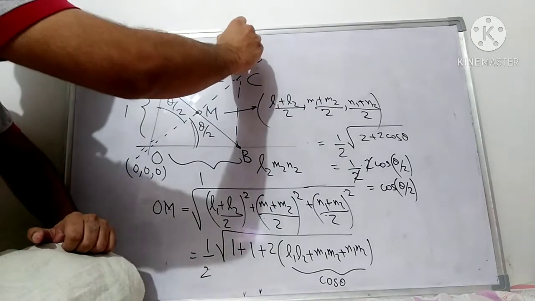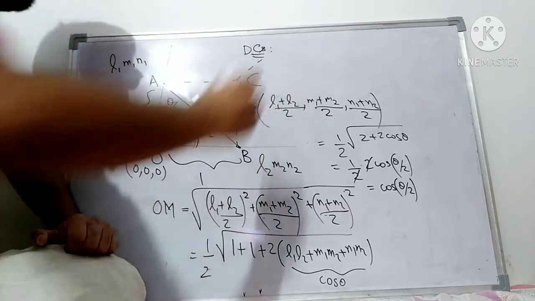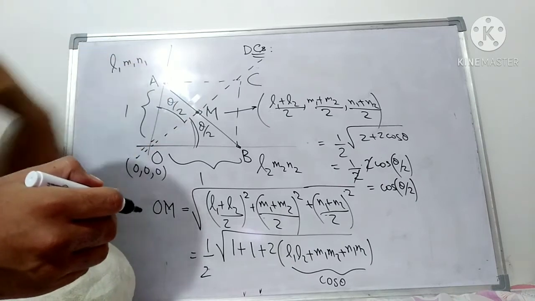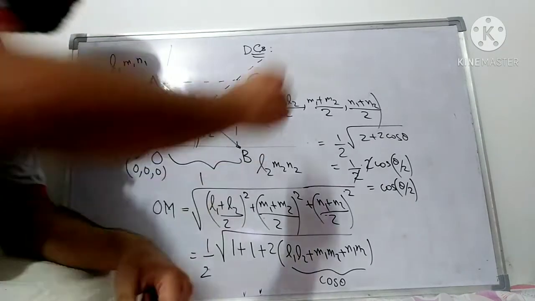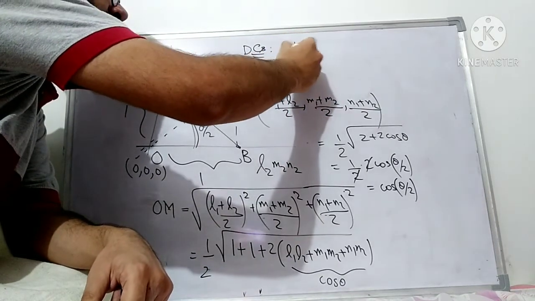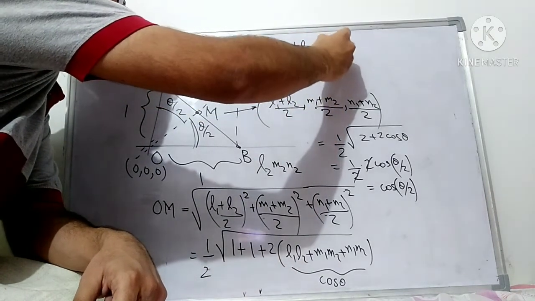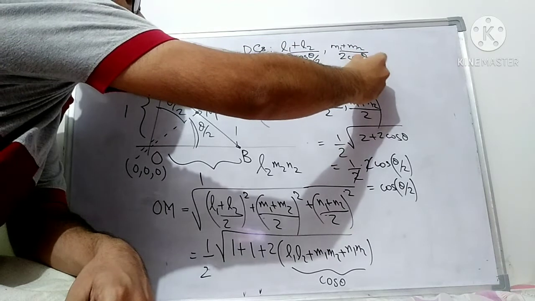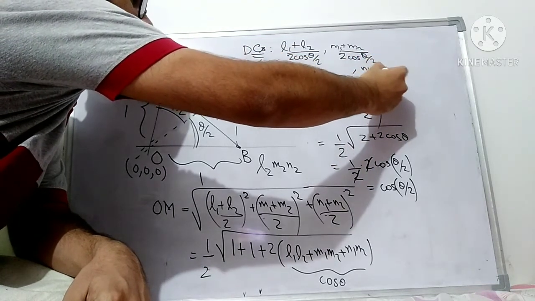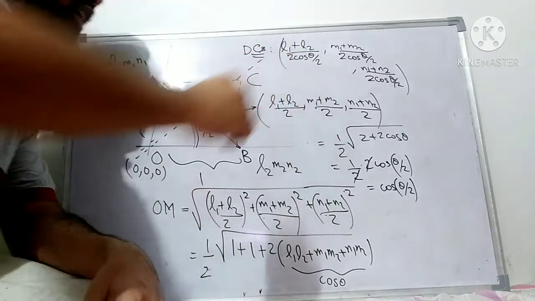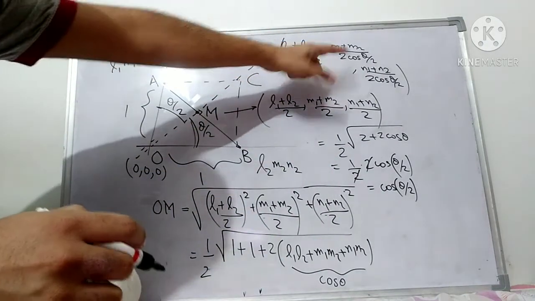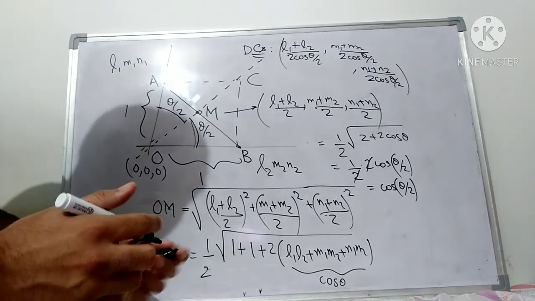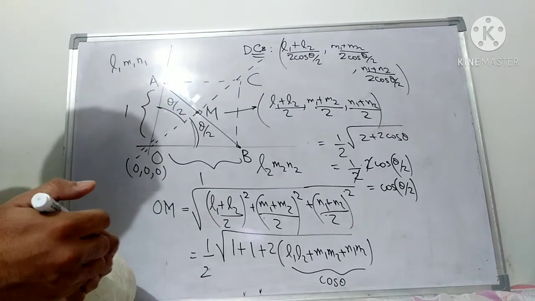Which means if I want to write the direction cosines for this line, we have to divide the coordinates of this point by the length of this line segment. So the direction cosines will be (L1 + L2) divided by 2 cos theta by 2, then (M1 + M2) divided by 2 cos theta by 2, and the third direction cosine will be (N1 + N2) divided by 2 cos theta by 2. This will become the direction cosines for this line, which is the internal angle bisector.